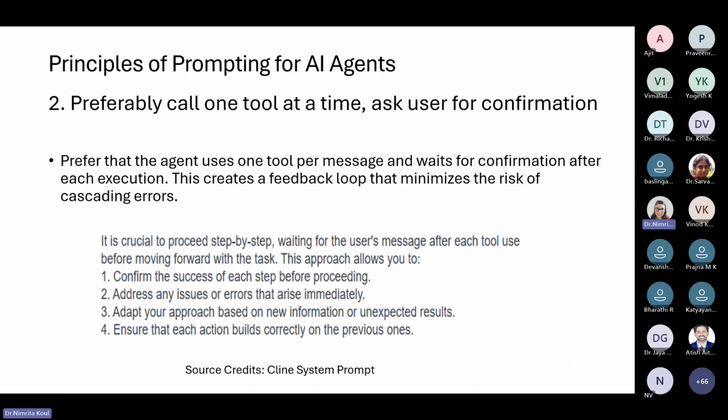The second principle of prompting for an AI agent is to preferably call tools in a serial manner. Do not go for parallel execution. This is important because it helps you to solve the errors quickly and not propagate them endlessly.